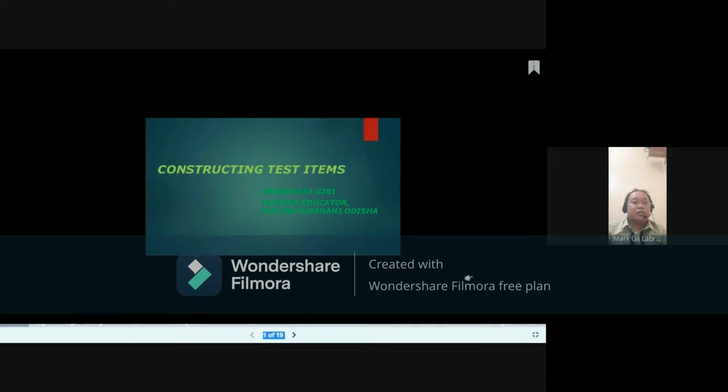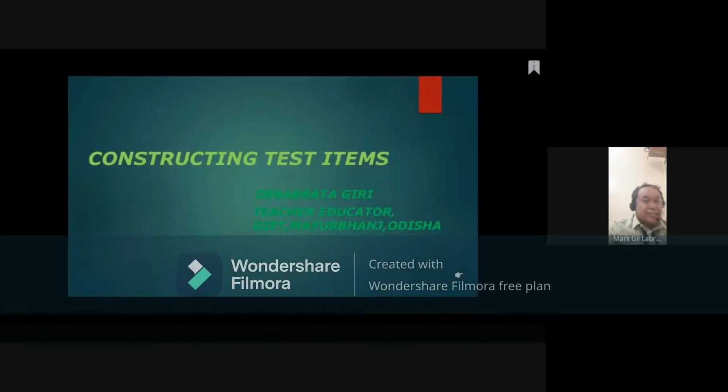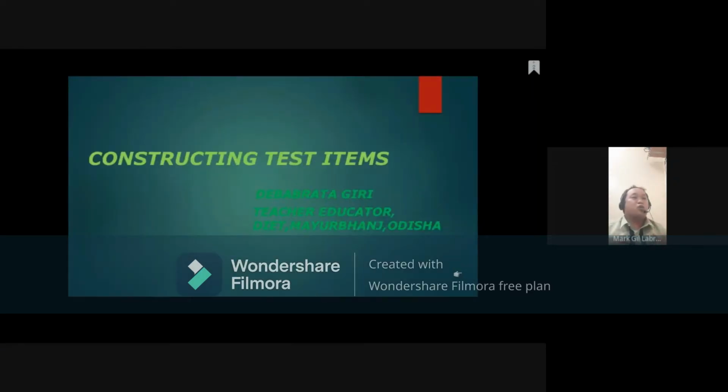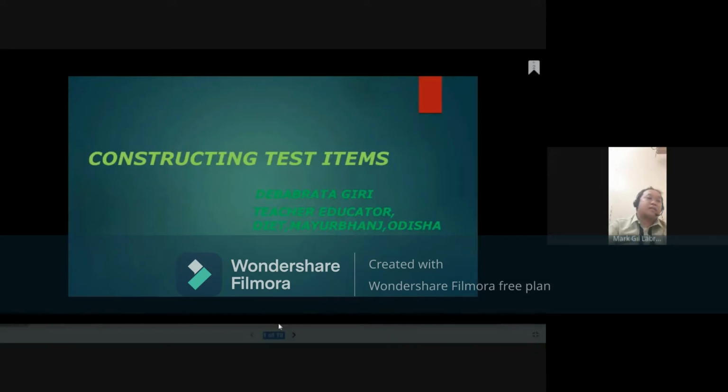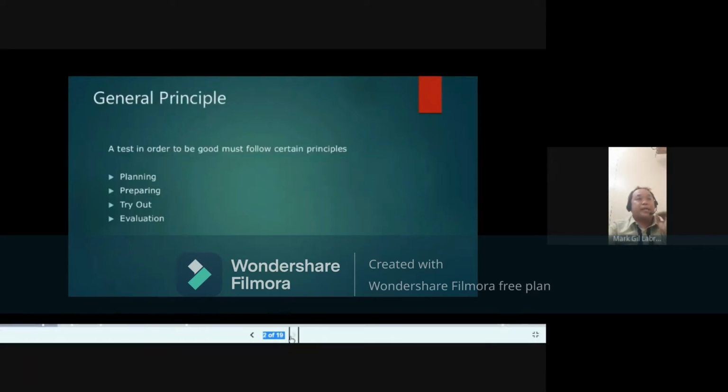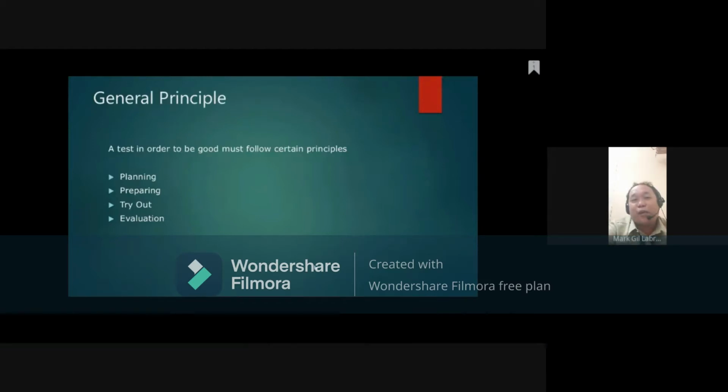It's all about constructing test items, how to construct a test item. So we are on our lesson now. Aside from learning the table of specification, this time we will proceed with how to construct a test item properly. So I hope you are now ready. Any problem with our LMS or activities?